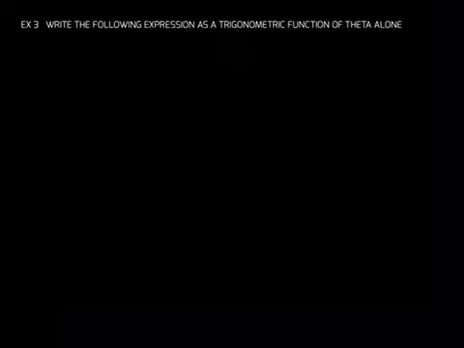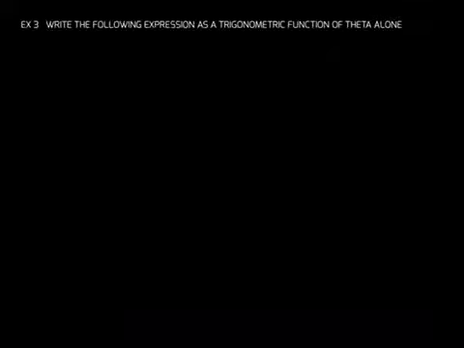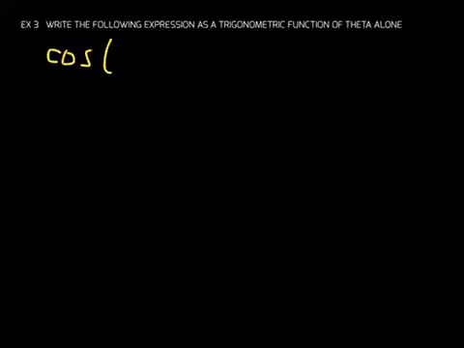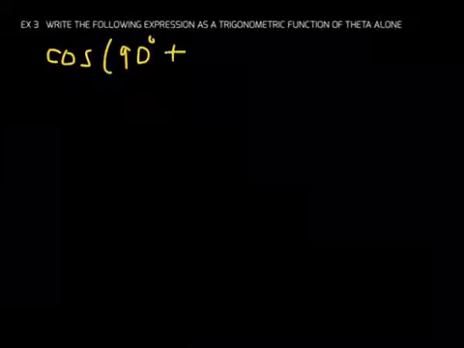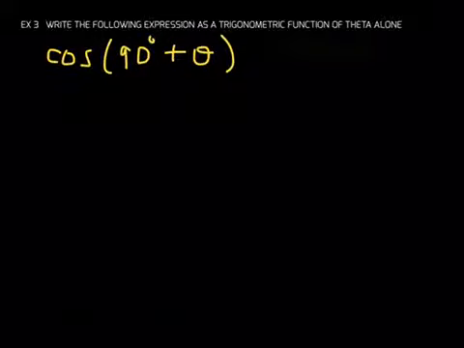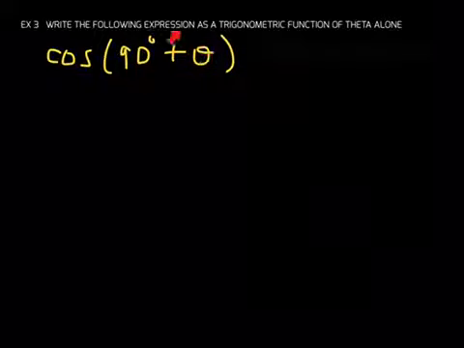Example 3, write the following expression as a trig function of theta alone. As a trig function of theta alone. All right, so they've given you cosine of 90 degrees plus theta. Now, what they want is an expression or a trig function of theta alone. In other words, they want this argument to not be a sum, but just theta alone.